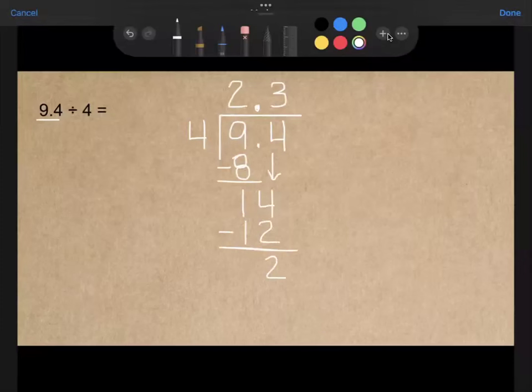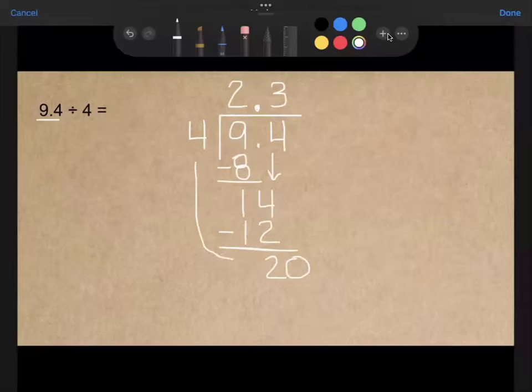Now, here's a tricky thing. When you're dividing with decimals and getting a decimal answer, you can no longer have remainders. So this, in the past, would have been 2.3 with a remainder of 2. Instead, we have to keep going. So what we're going to do is add a 0 to the end of that remainder, and then we're going to keep dividing.